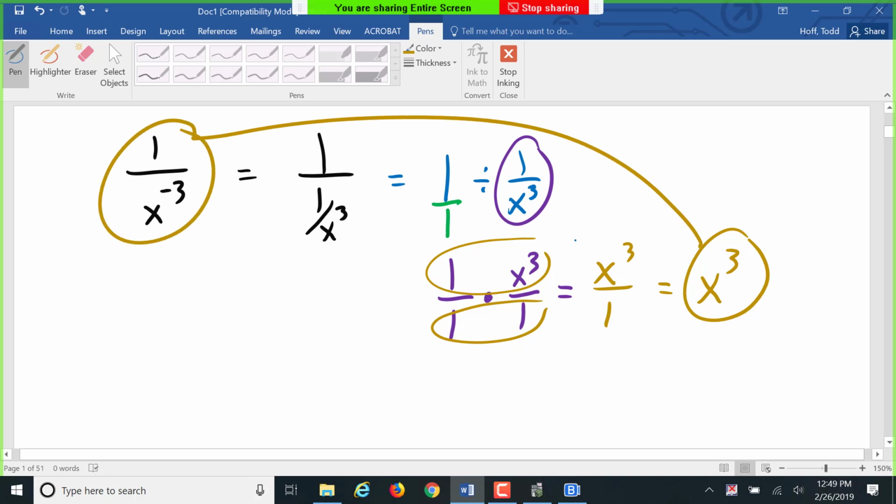So back to our original problem here to explain the shortcut. 1 over x to the third, we said we could move a variable, an exponent, from the numerator to the denominator to make it positive. We can do the opposite as well. We can move it from the denominator up to the numerator to make it positive. So 1 over x to the negative third is x to the positive third over 1, or just x to the third.